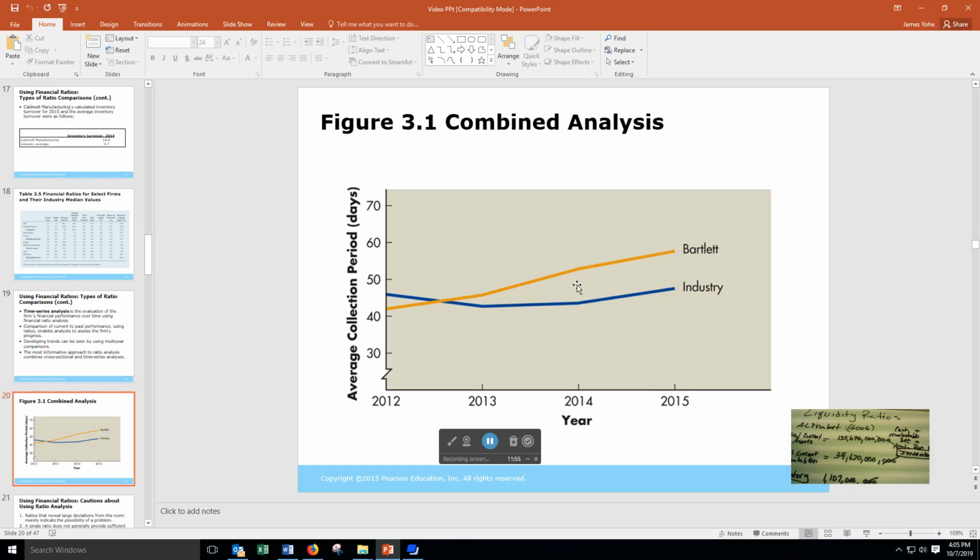Okay, here's an example for Bartlett. You can see here, average collection period. This you want as low as possible. It's going up. That's a sign that this company, especially seeing that they're above average, in order to make sales, is giving credit to firms who are less able to pay their bills. They might be loosening credit standards on who they allow to buy furniture on credit, and that could be a problem.